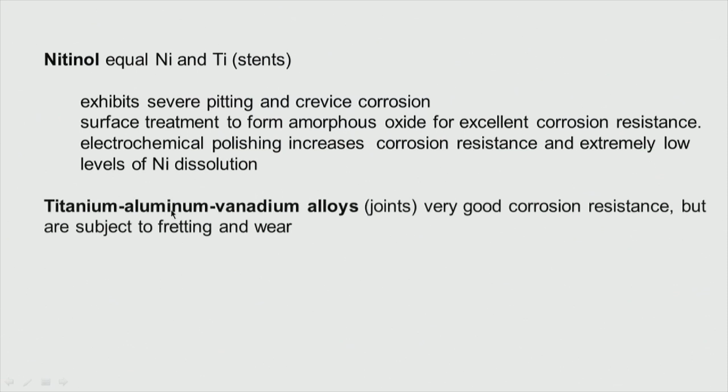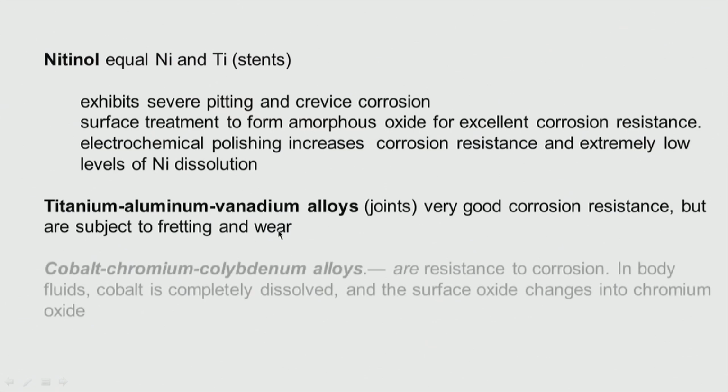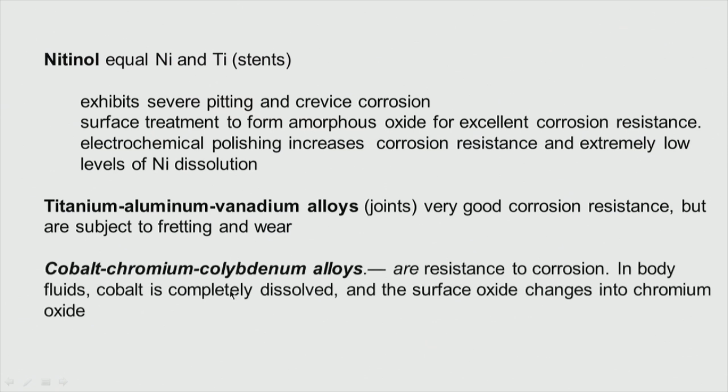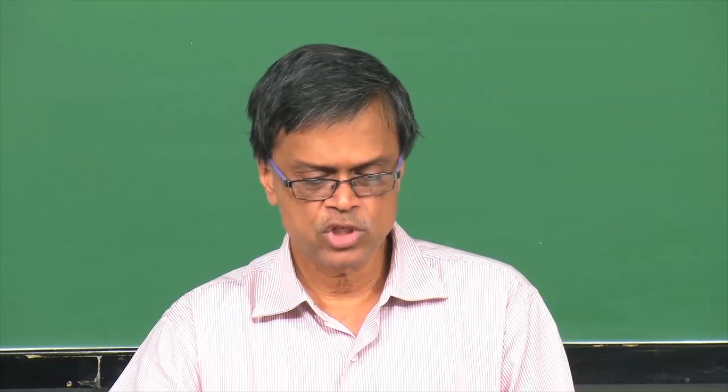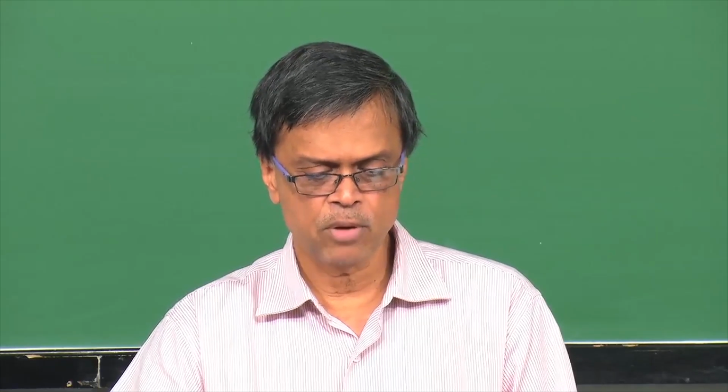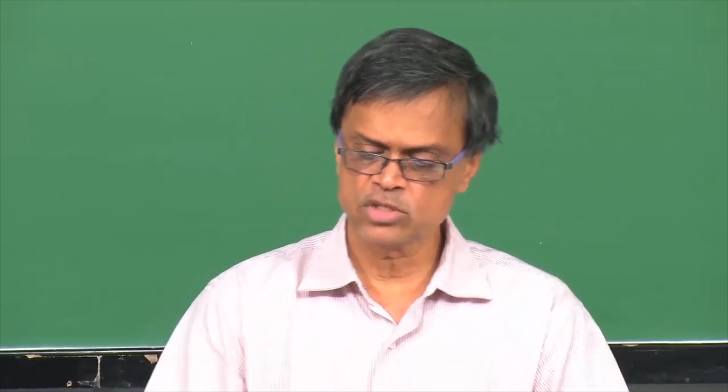If you look at titanium, aluminum, vanadium alloys, they are used in joints. They have very good corrosion resistance, but are subject to fretting and wear because the aluminum can start wearing out. Cobalt, chromium, molybdenum alloys are also resistant to corrosion in body fluids, but cobalt is a big problem. It gets completely dissolved and the surface oxide changes into chromium oxide. So, cobalt release is a problem.